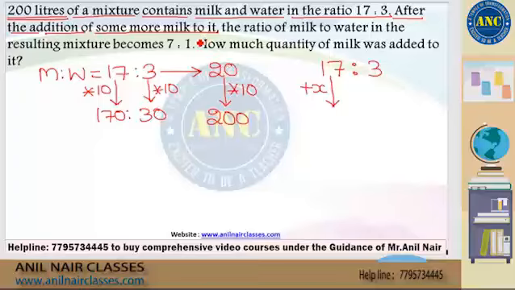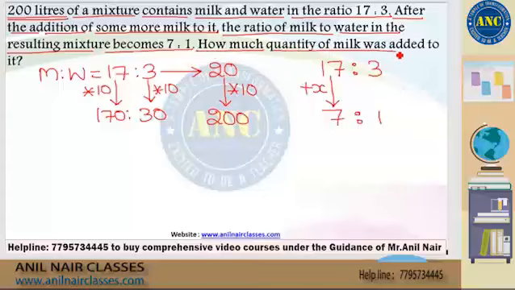After some more milk is added, the ratio of milk to water in the resulting mixture becomes 7:1. Now 7:1 will be the ratio. 17:3 was the initial ratio of milk and water, and I added some extra milk into the vessel. The new mixture of milk and water became 7:1. How much quantity of milk was added in it? That means this X value is what they are asking you to find.